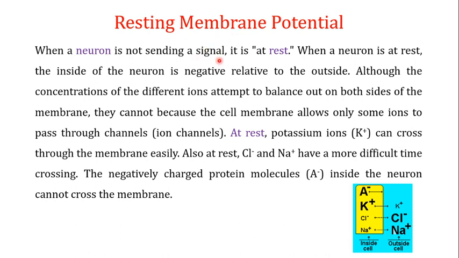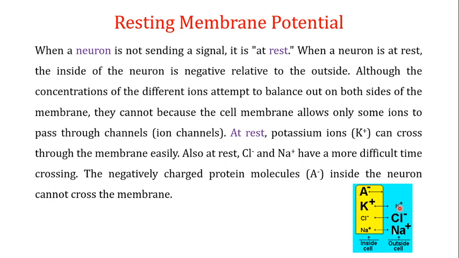Now, when a neuron is not sending a signal, that means it is not involved in transferring a message from the presynaptic to the postsynaptic neuron, we say that the neuron is at rest. When a neuron is at rest, the inside of the neuron is negative relative to the outside. If this is the inside of the neuron, and this is the outside of the neuron, the interior of the neuron will be negatively charged, and the exterior of the neuron will be positively charged.